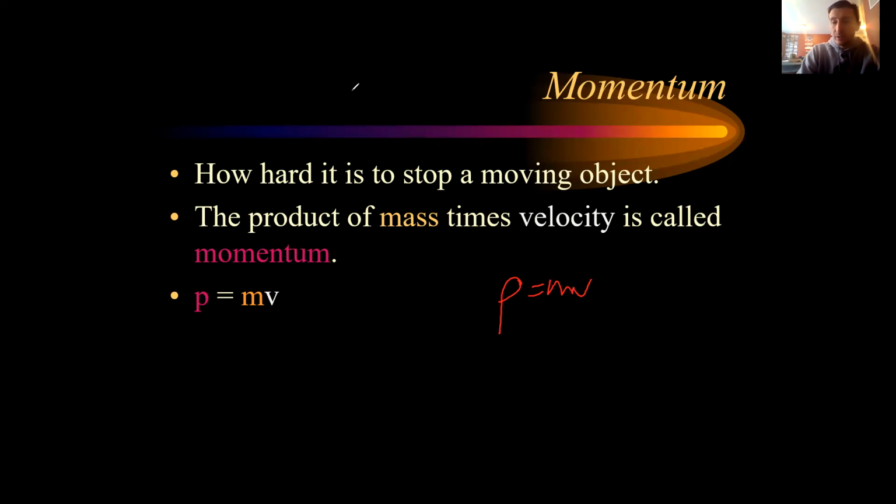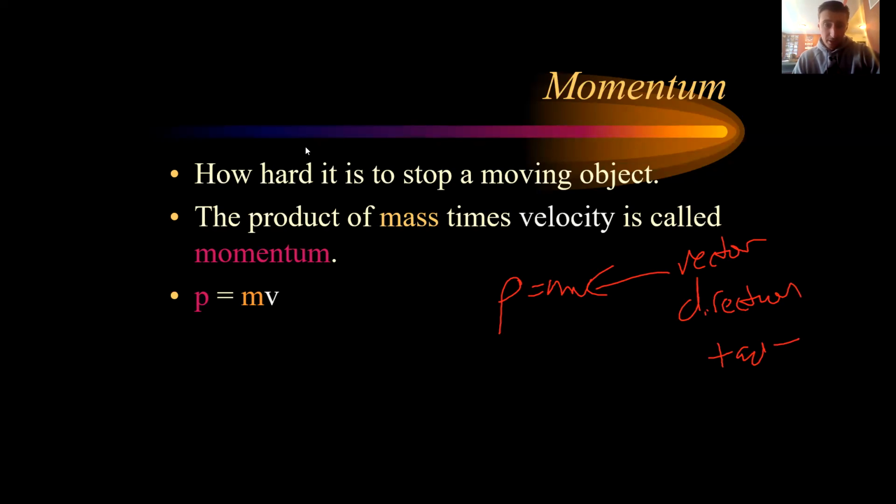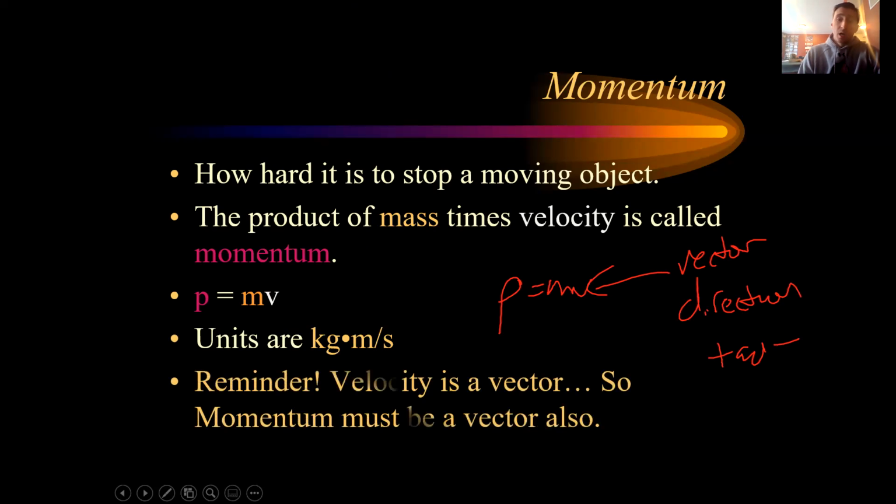All right, mass and velocity. What you have to remember is velocity is a vector, so it has direction. That means you're positive and negative. Again, this is just a basic definition here. Your units here are kilograms times meters per second. Pretty straightforward. Mass is in kilograms, velocity is in meters per second. And this was a vector, so momentum is also a vector. Remember how hard it is to stop a moving object. The more momentum you have, the harder it is.